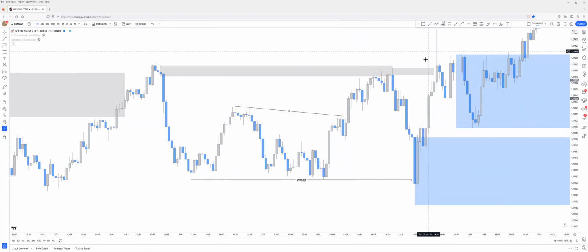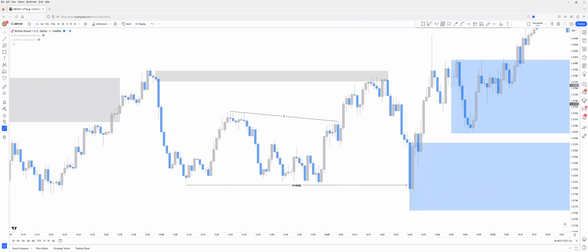So let me just remove this. This is confusing. We had 3 zones. First one was up here. This is an extreme area. We had the decisional here, and we had another decisional here. So basically, this first decisional was because of the change of character that has reacted here.